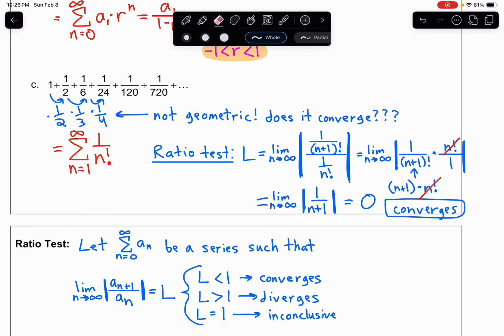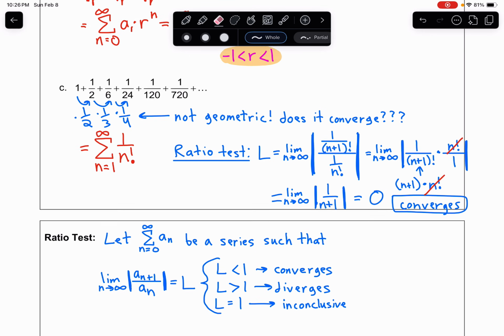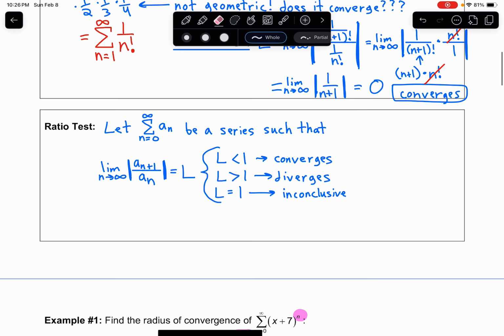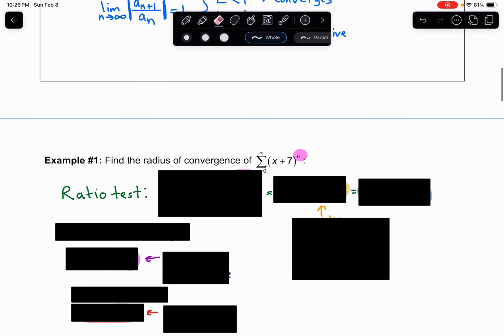Okay, so let's keep going, and the main thing we're doing in these notes is just practicing ratio tests, right? Writing out some interesting types of series, applying ratio tests to them. So let's take a look at example 1.